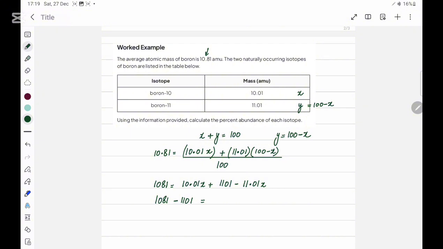part. So it would become 10.01 minus 11.01, and it comes out to be minus 1, that is minus 1x, and this part would become 1081 minus 1101, so it would become minus 20. So minus 20 is equal to minus x, and that would cancel out, so x becomes equal to 20. So its abundance is 20. By putting the value of x here, so 100 minus x, that would become 80.